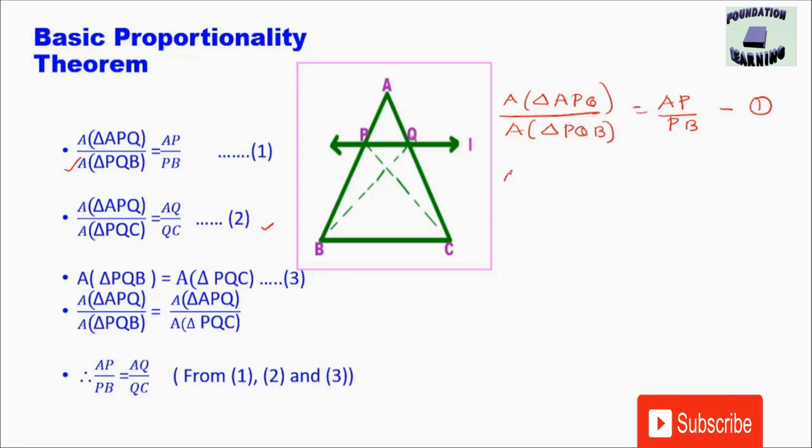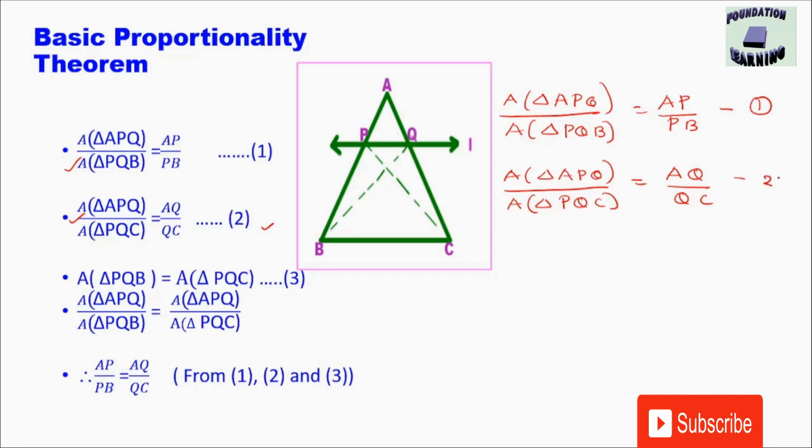The second equation is area of triangle APQ upon area of triangle PQC, which is equal to AQ upon QC. This is the second equation.